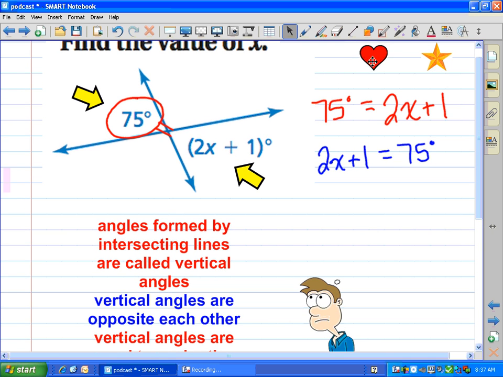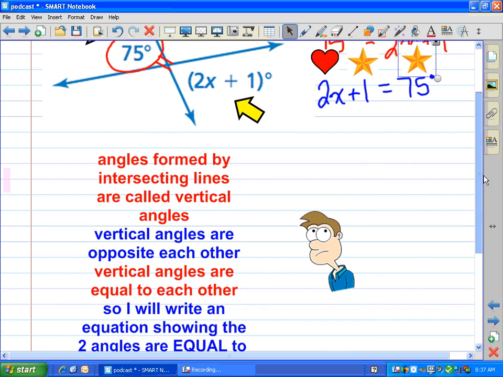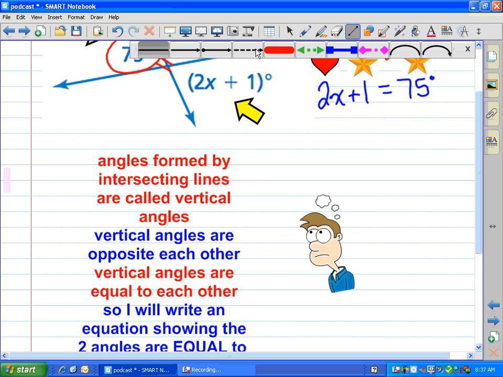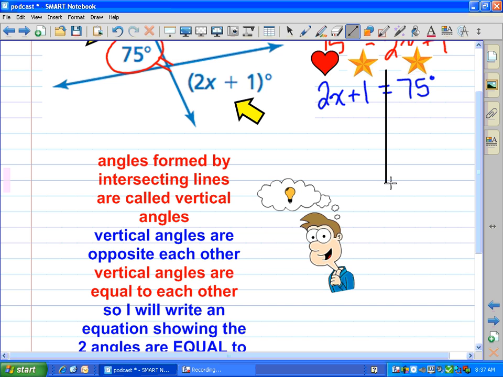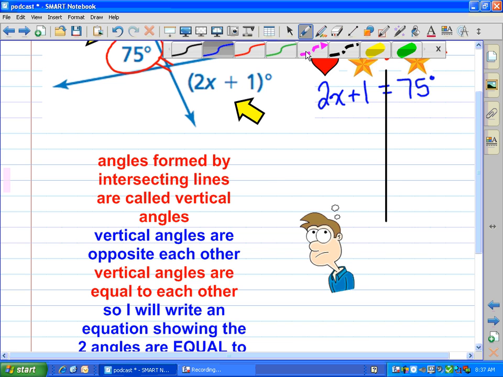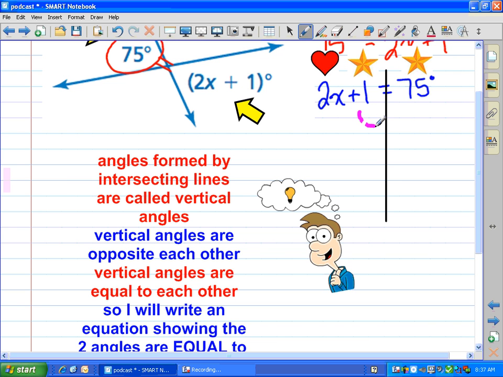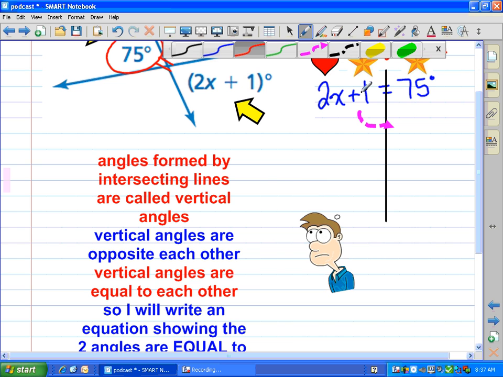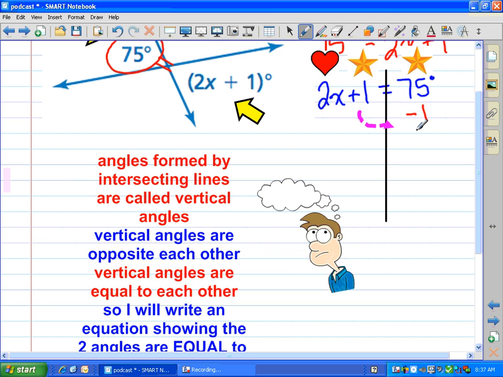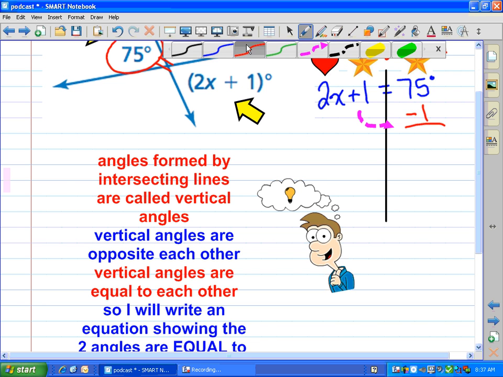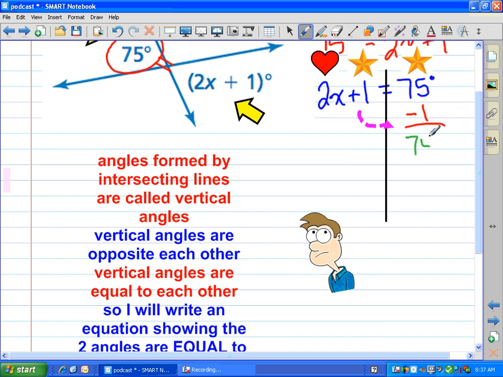Plus 10. Combining like terms. I'm going to put my stars together. When I take the positive 1 across the line, I do the inverse. The inverse of positive 1 is negative 1 or subtracting 1. That's going to give me 74 degrees. Rewrite my problem.